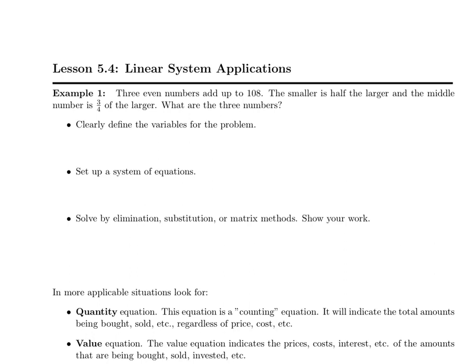So we know that we have 3 variables. So I'm going to say x is the smaller, y is the middle, and z is the larger. So make sure you clearly define your variables. If you're talking about number of ounces, make sure you write number of ounces. If you're talking about pounds of apples, make sure you write it all out.